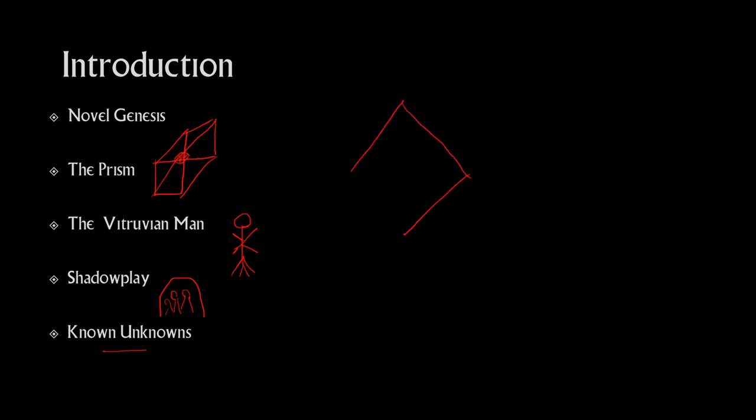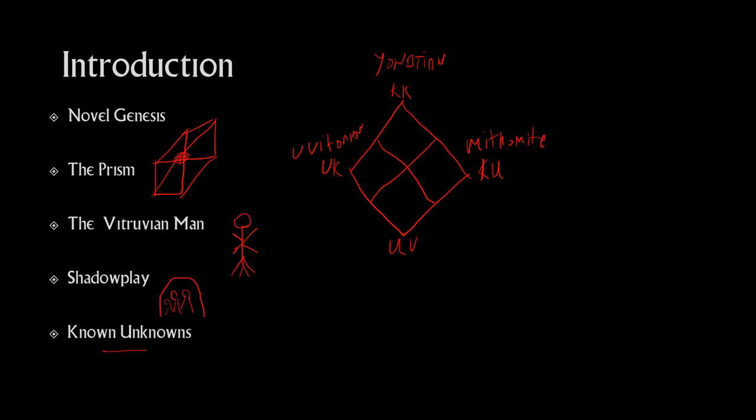To review where we are on our learning pyramid, if we're looking down at this pyramid, we've got our four quadrants. We've got our known knowns, which was our Jontian cosmology. Then we had our unknown knowns, which was our Eupatonian. And then this lecture will be the known unknowns, which is the Mithomite. And then the future lecture for the unknown unknowns is the Geiges.